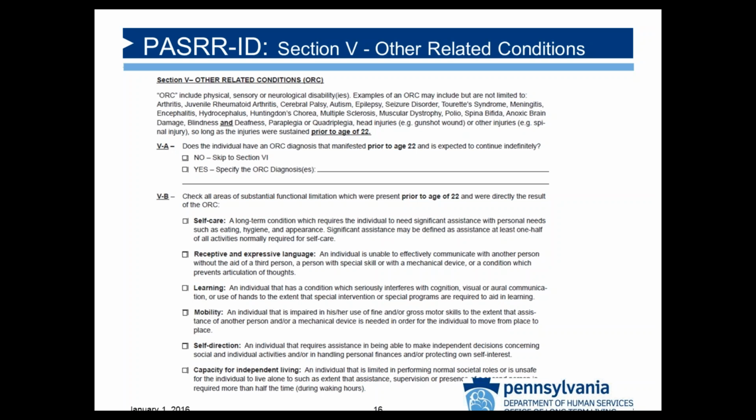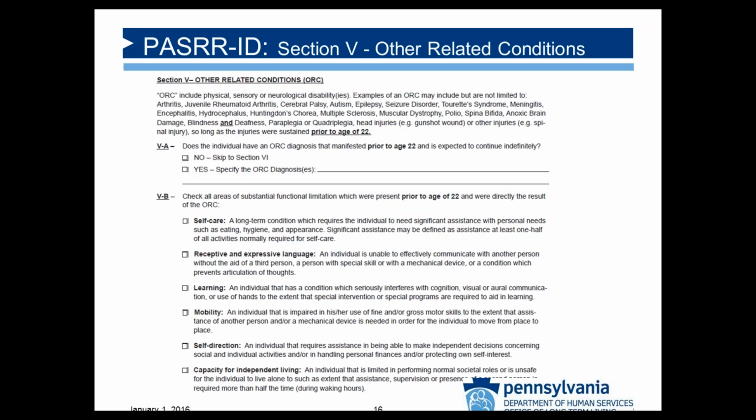One thing I want to mention here is that sometimes you have a crossover with a neurocognitive disorder, such as your traumatic brain injury people, but note that if they had a traumatic brain injury prior to the age of 22, they could also meet criteria for another related condition. So just be aware of that.